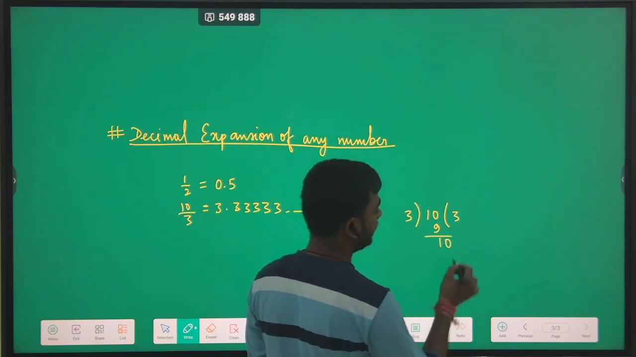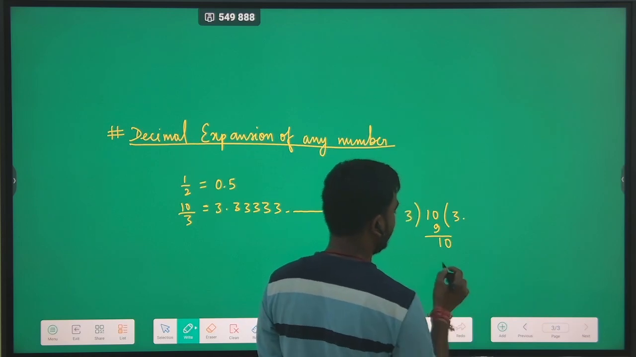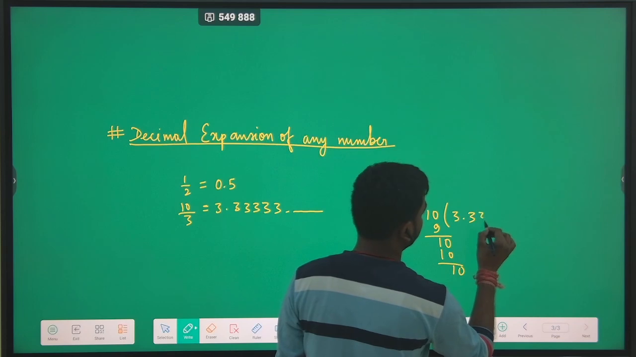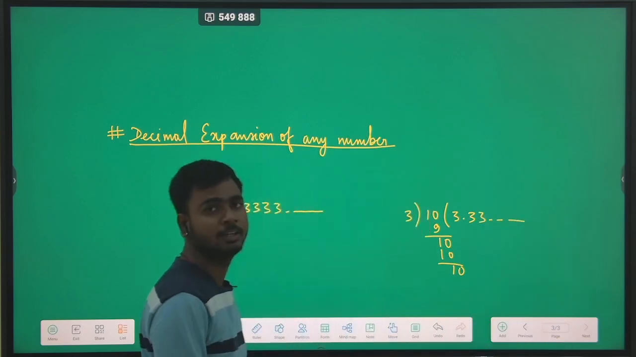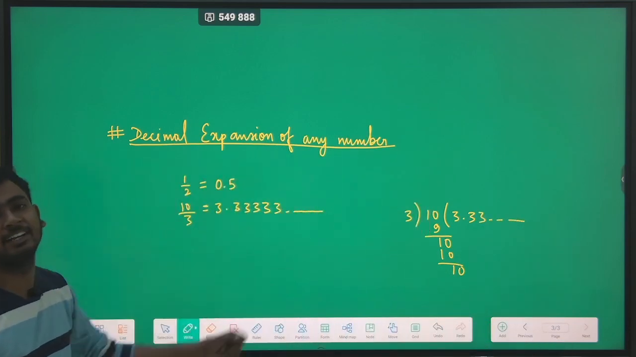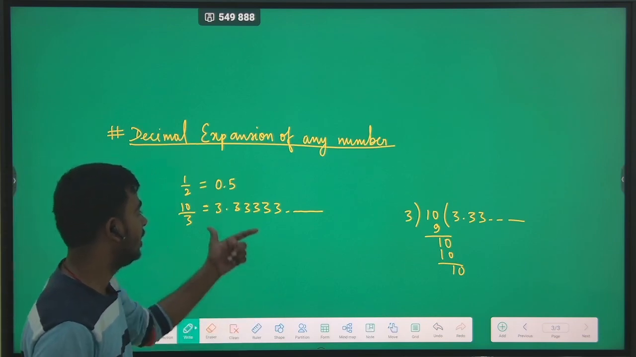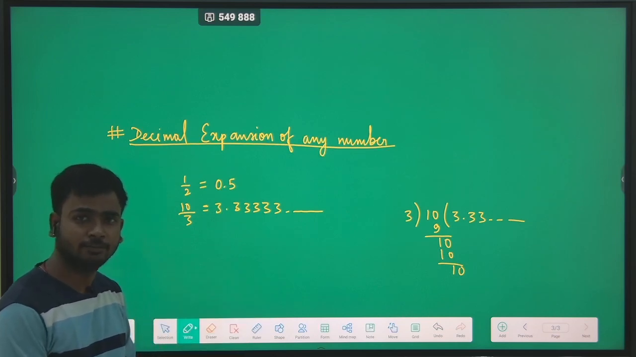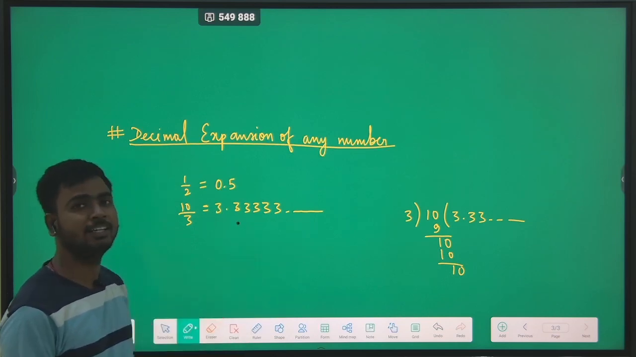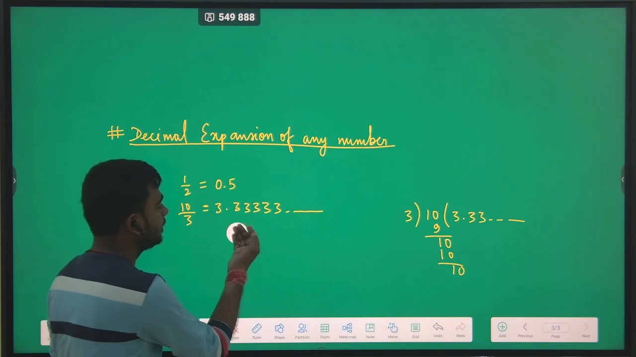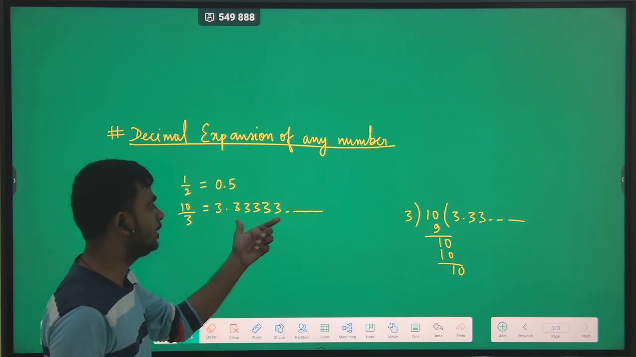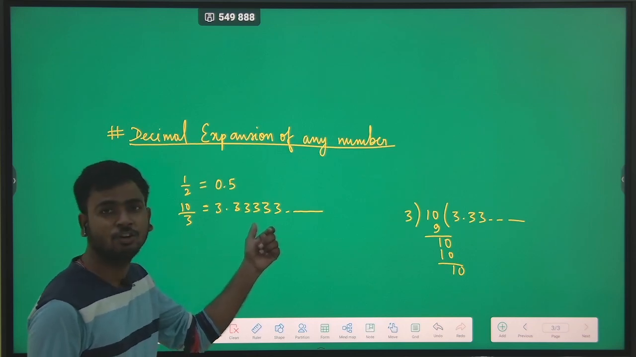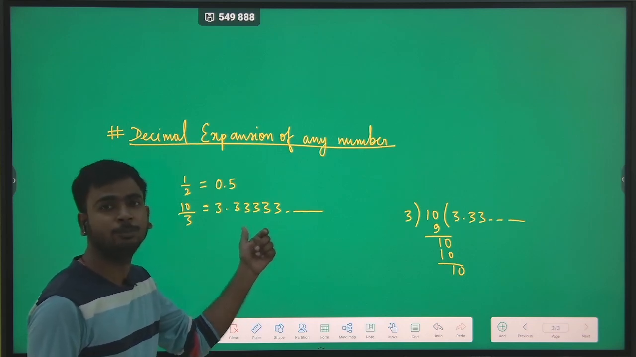We will again get 10. For the 0 we will put a point. So it will be 3.3. We will again get 10 and this will continue. So what we are getting is a decimal representation in which numbers are repeating themselves. Now we have to think that the numbers can repeat in the first place or the second place or anywhere in between.